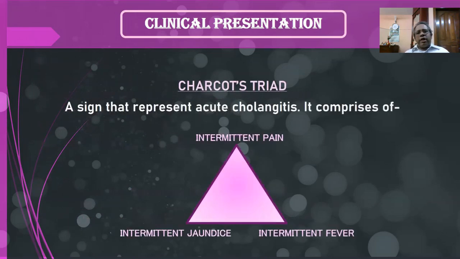There is a presentation triad, which is called Charcot's triad, a sign that represents acute cholangitis. It comprises intermittent pain, intermittent jaundice, and intermittent fever. Pain, fever, jaundice, all are intermittent. Then it indicates that the patient has obstructive jaundice. It means having cholangitis there. So it is called Charcot's triad.